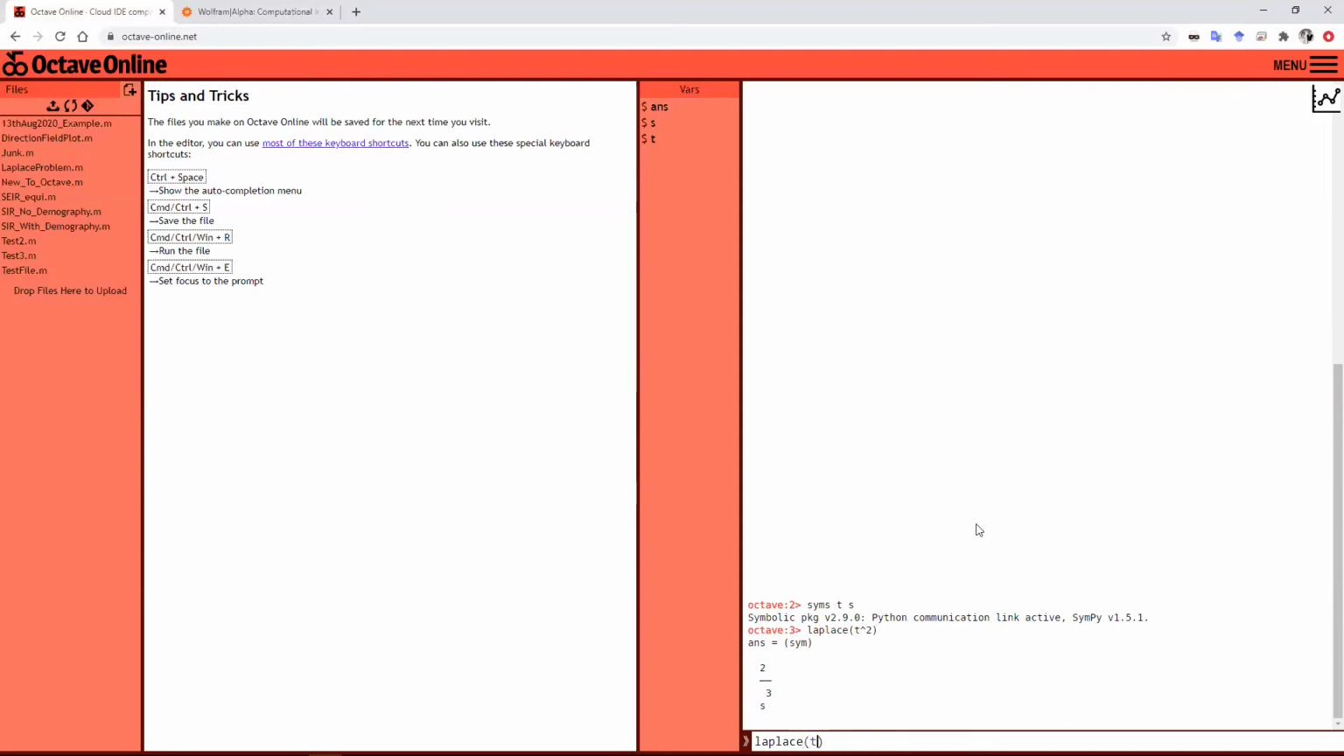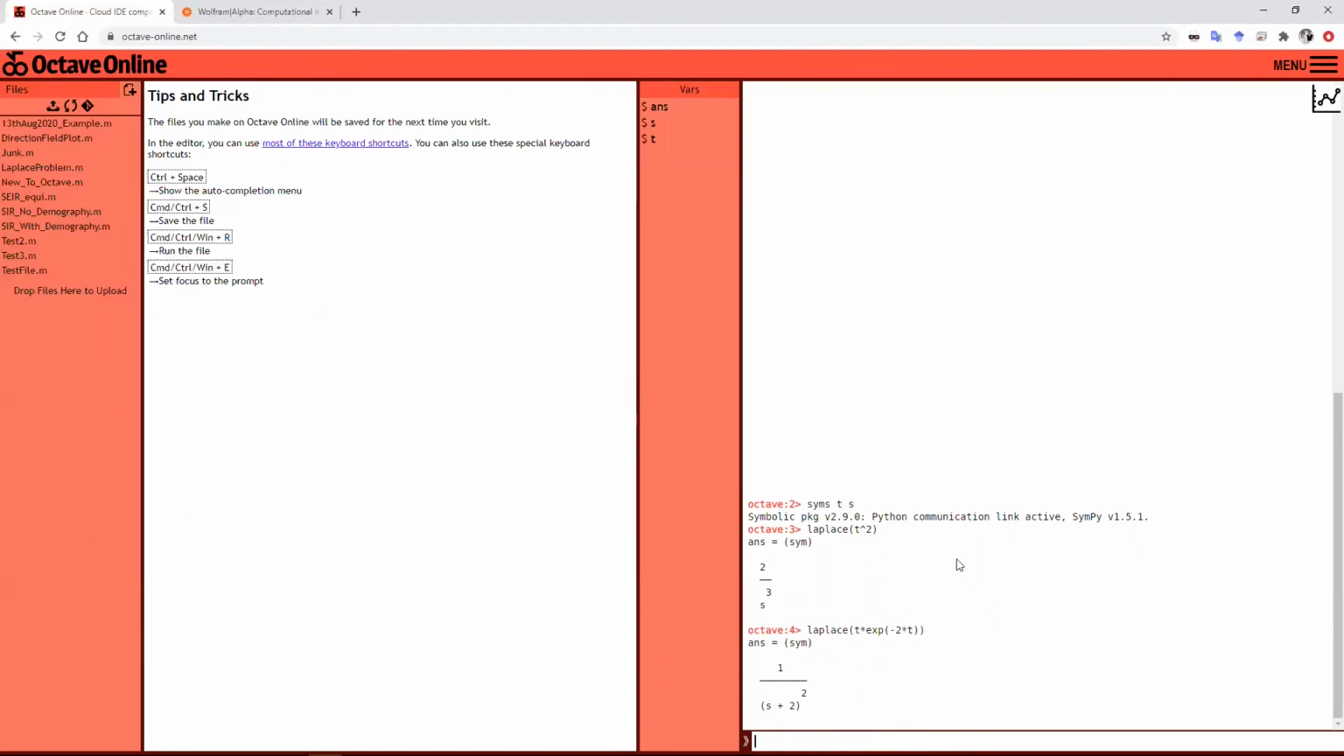How about the Laplace transform of t times the exponential of, let's say, negative 2 t, negative 2 times t. Let's see if Octave can do that. Okay, so fantastic, it seems to be able to calculate that.